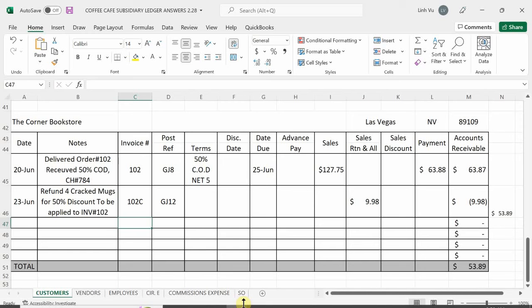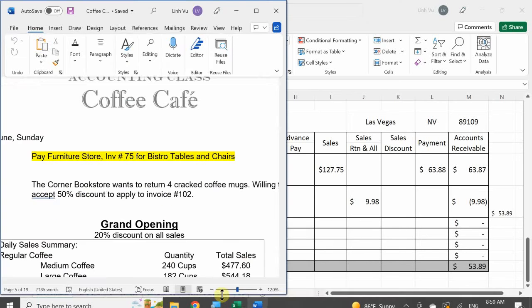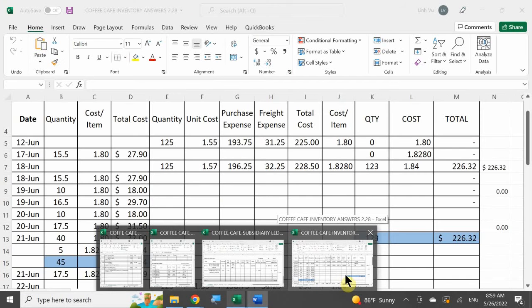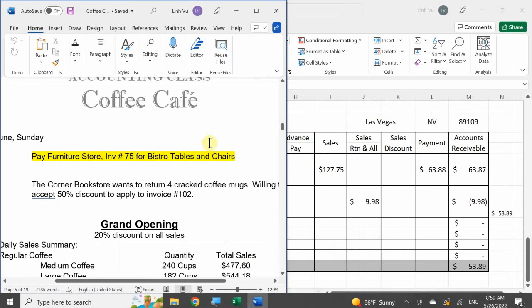Now, in this case, do we need to update our inventory? No, because they're cracked. What good does that do for us? Nothing. We can't resell it. So in this case, we don't need to update our inventory.